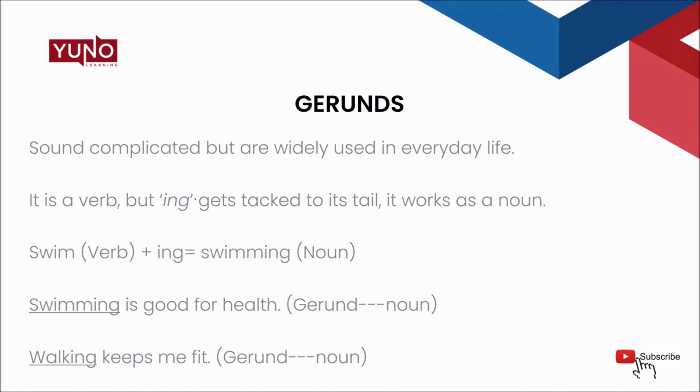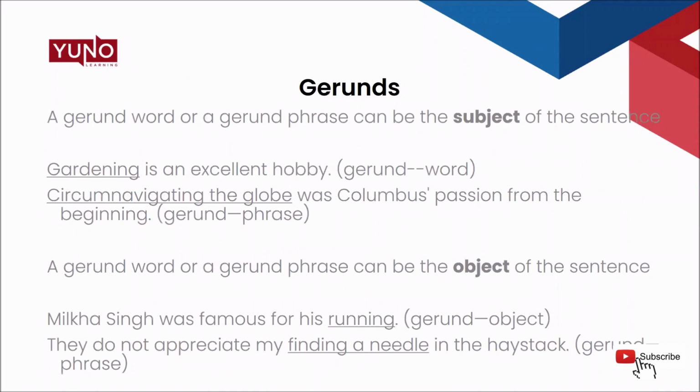And how do we use it? Like we say, swimming is good for health. So here, swimming is not used as a verb. Rather, it is used as a noun because it talks about a practice or a hobby or something we do on a regular basis. So therefore, swimming is a gerund and it is used as a noun. One more example, walking keeps me fit. Again, it talks about the daily routine, walking. So walking again is a gerund as it is a noun.